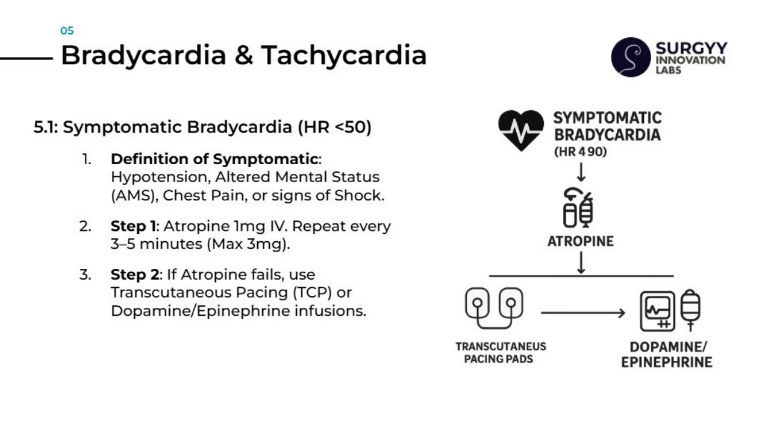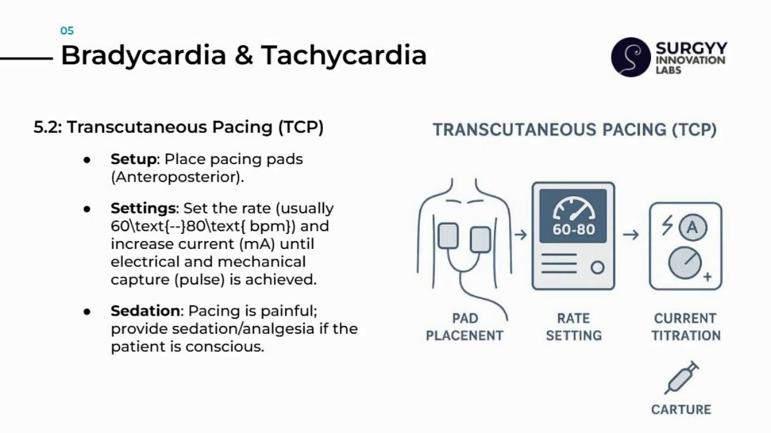Step 2 applies if atropine fails to improve the heart rate. In this case, you must transition to using transcutaneous pacing or initiate dopamine or epinephrine infusions to support the patient's hemodynamic status. Transcutaneous pacing, or TCP, is a vital intervention for unstable bradycardia.